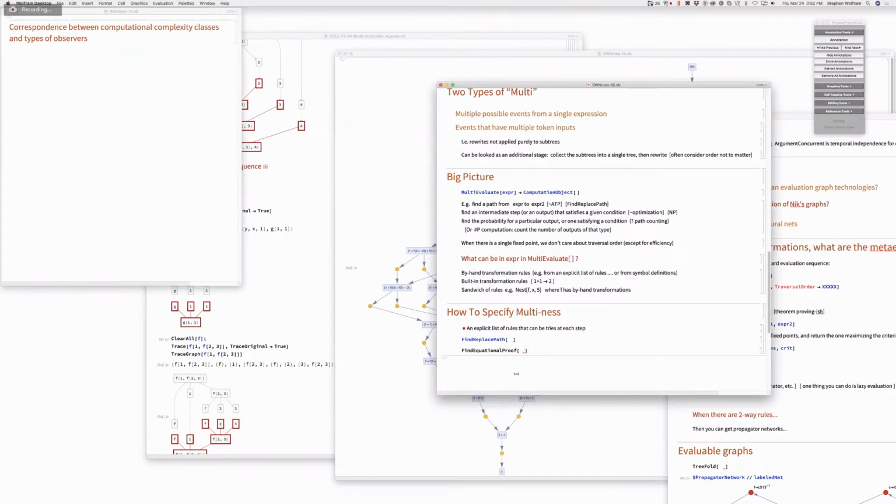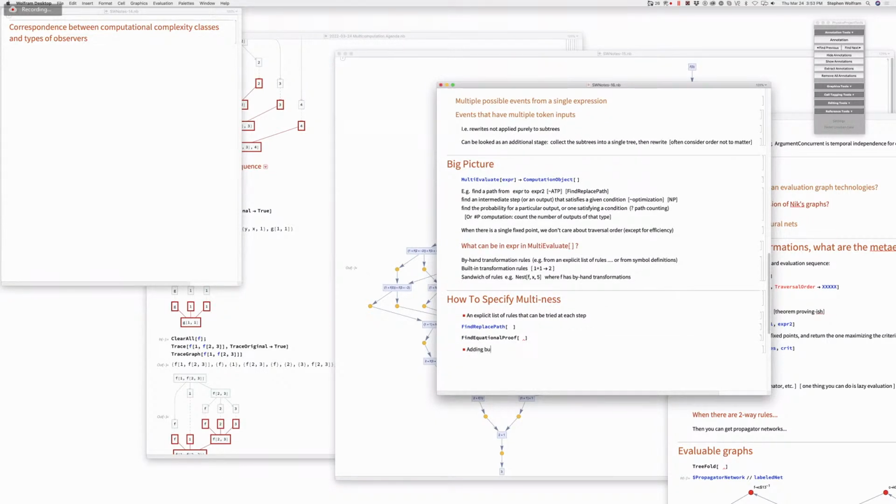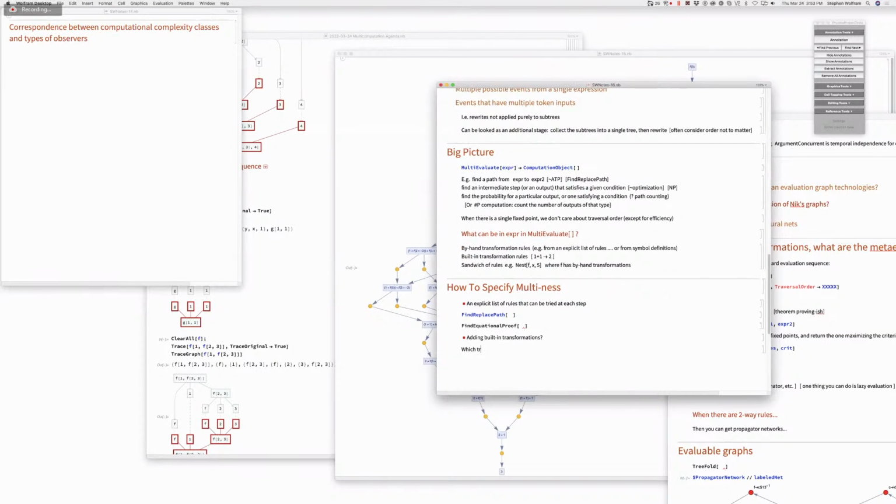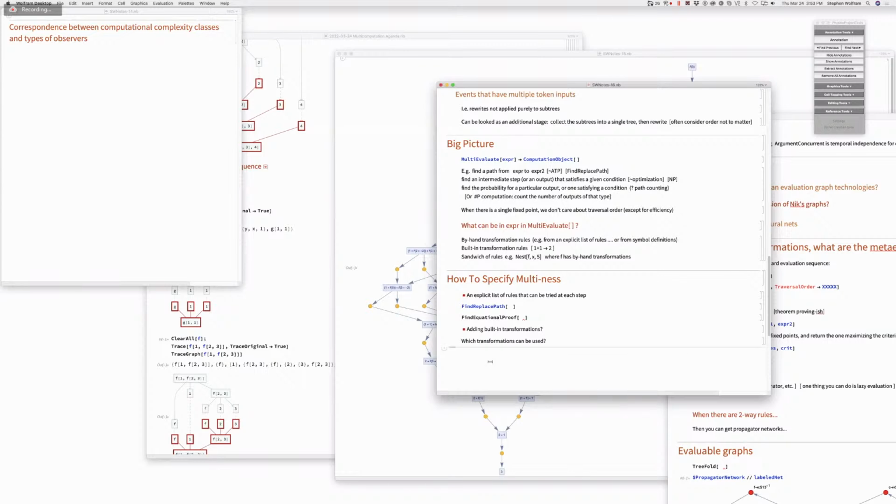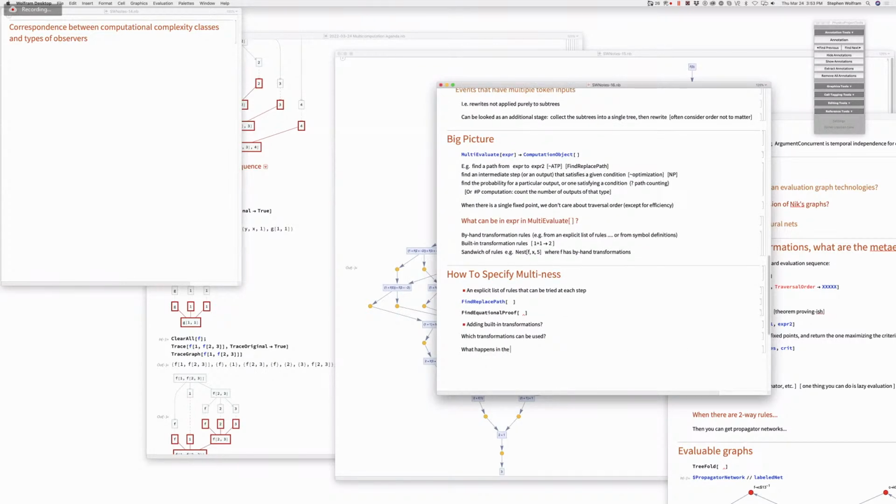Yeah, no, I understand. I mean, that's a huge can of worms. That was a thing in SMP again, where I had names for all the transformation rules that were built in, which we gave up on here. But yes, I understand. So okay, so another thing is adding built-in transformations. So now the question is, how does that work? So the question would be, which transformations can be used? And then what happens in the callback/sandwich case?